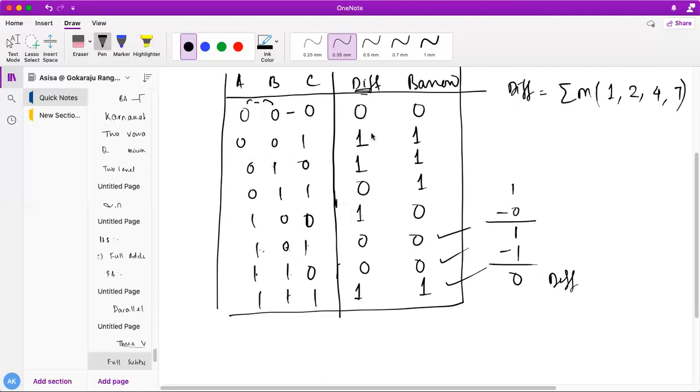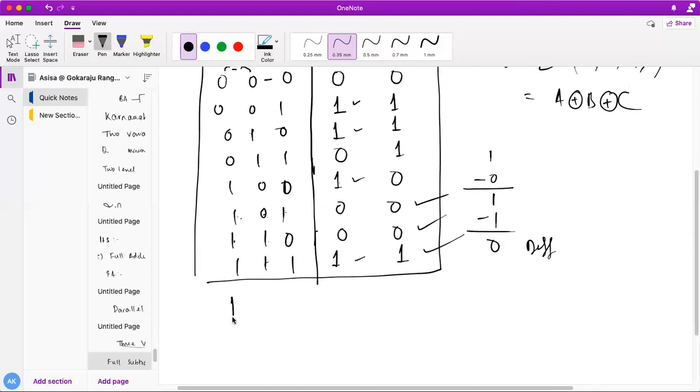So here it's odd, so I'm getting output 1. If the number of ones at the input is odd, I'm getting 1. Here also odd, output is 1. Here also odd, output is 1. So you can say this difference is nothing else, my A XOR B XOR C. Okay, it's very simple.